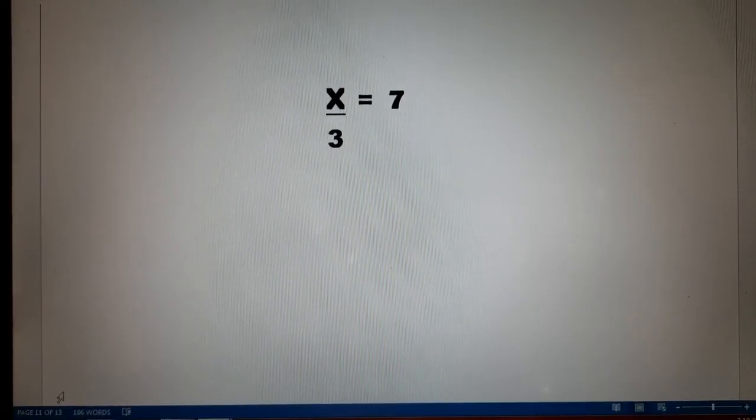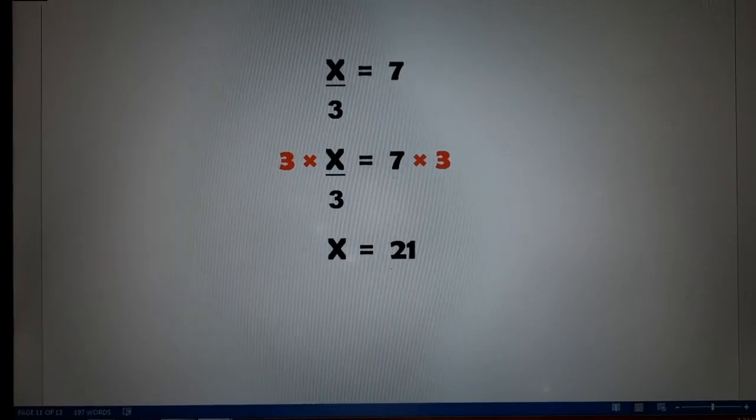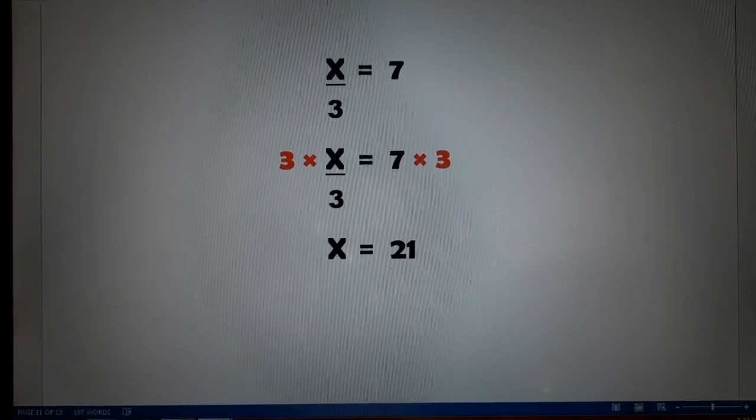Now look at this example given. x divided by 3 equals 7. In this equation, to remove division 3, we have to multiply both sides of the equation by 3. Then children, when we multiply both sides of the equation by 3, you can cancel 3 from the left side, and then x equals 7 multiplied by 3, 21. So finally x equals 21.